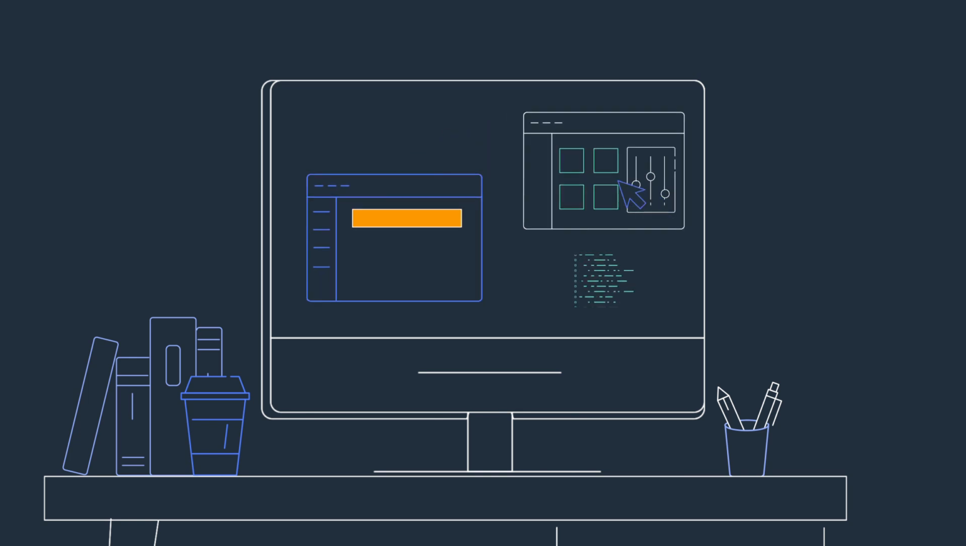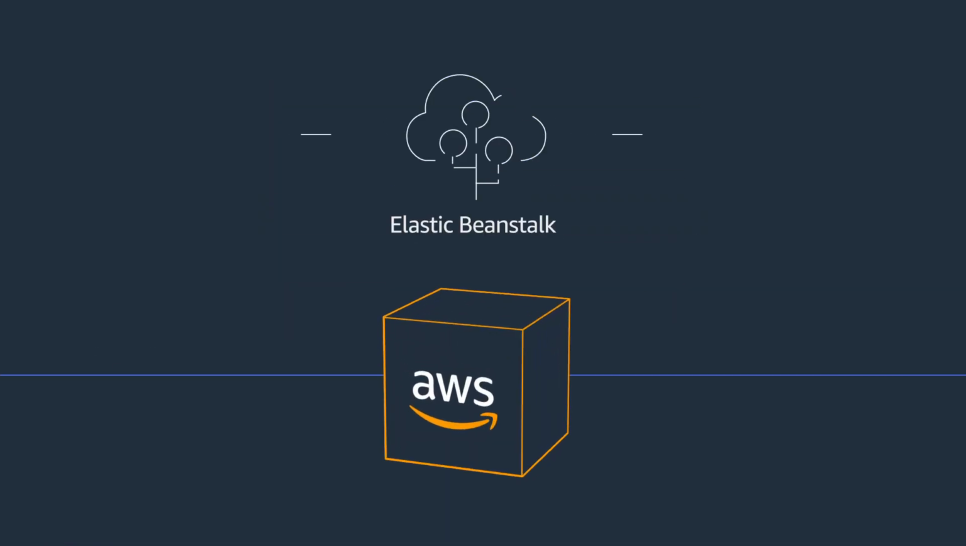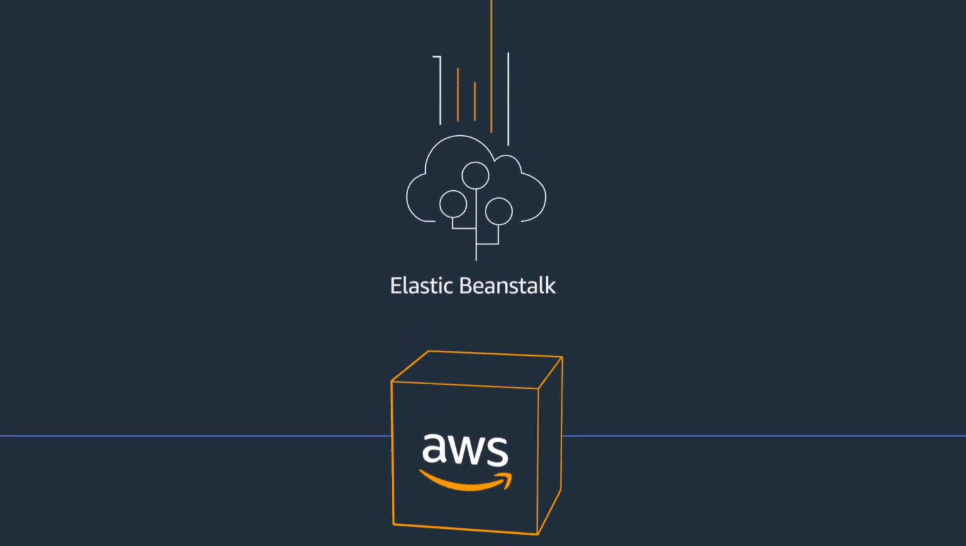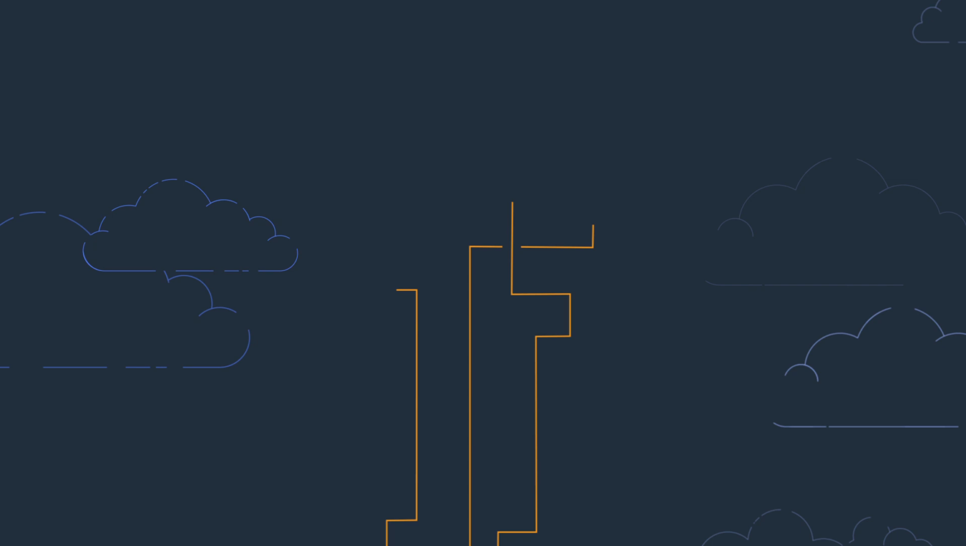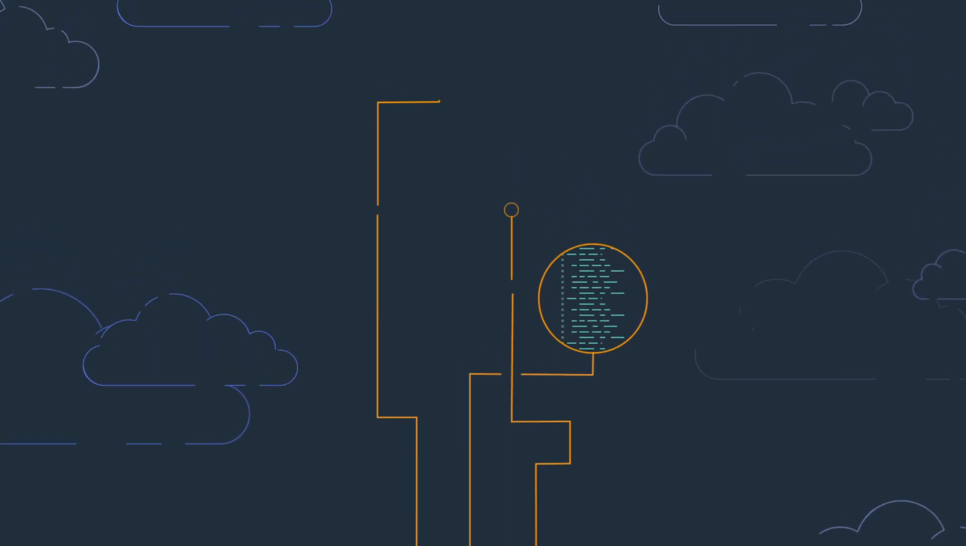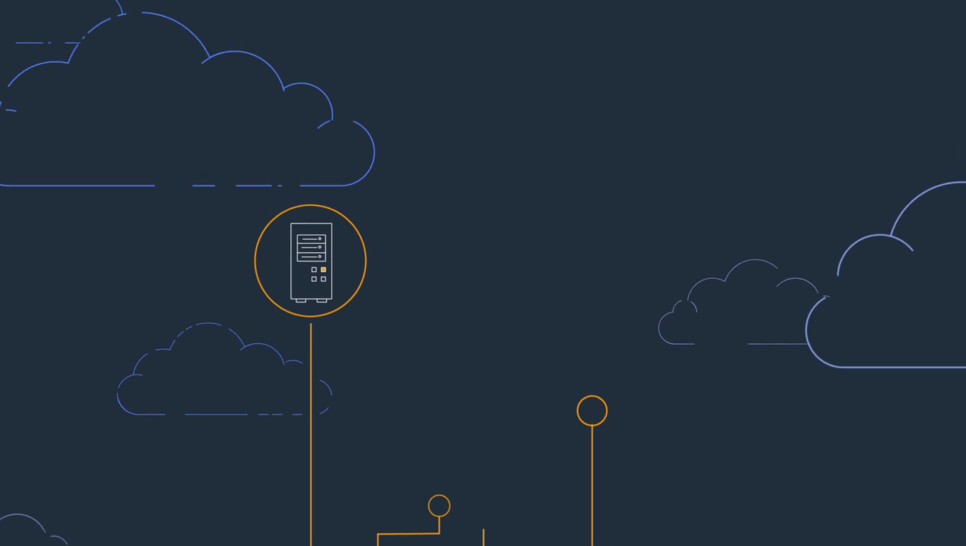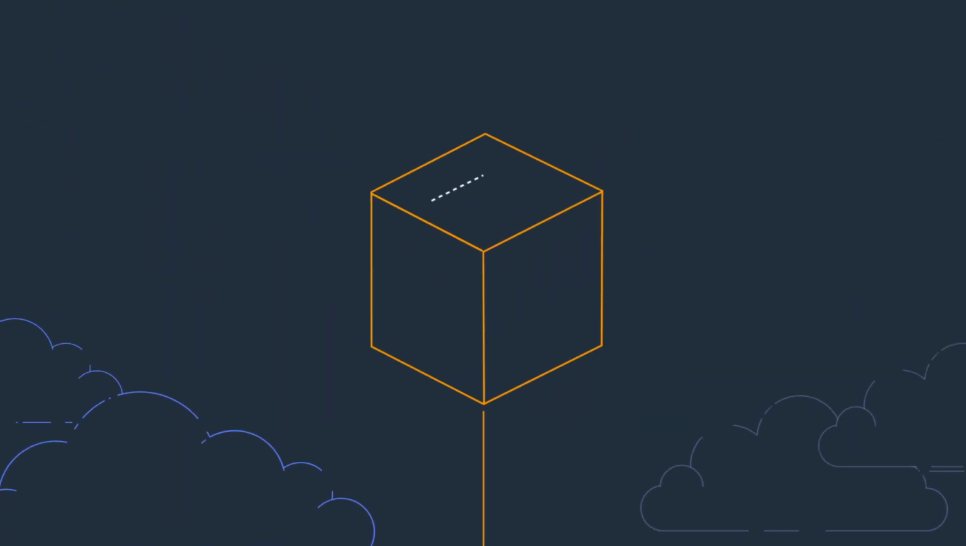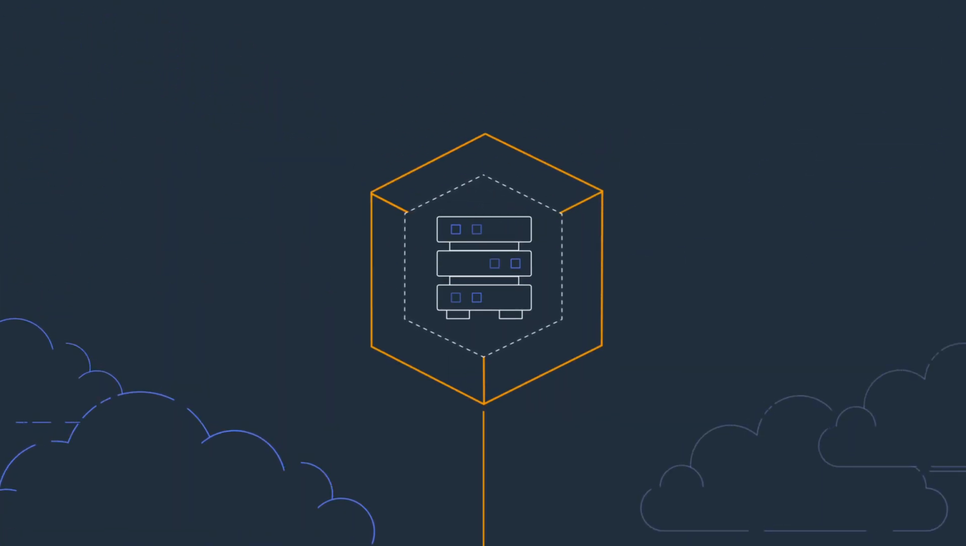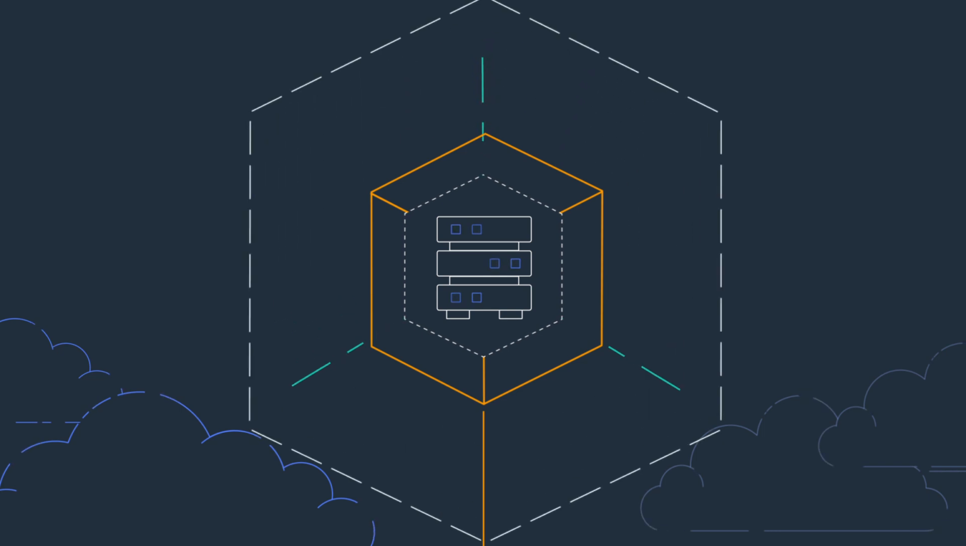Wouldn't it be nice to not have to worry about provisioning services, scaling infrastructure, or updating your platform with the latest patches? AWS Elastic Beanstalk is an easy-to-use service for deploying and scaling web applications and services developed with Java, .NET, Node.js, Python, and many more on familiar servers like Nginx and IIS. Elastic Beanstalk automatically manages the services needed to host and scale your application.